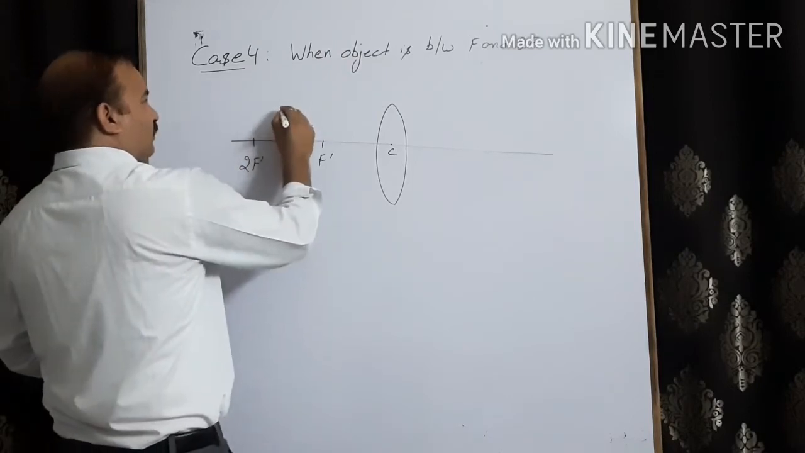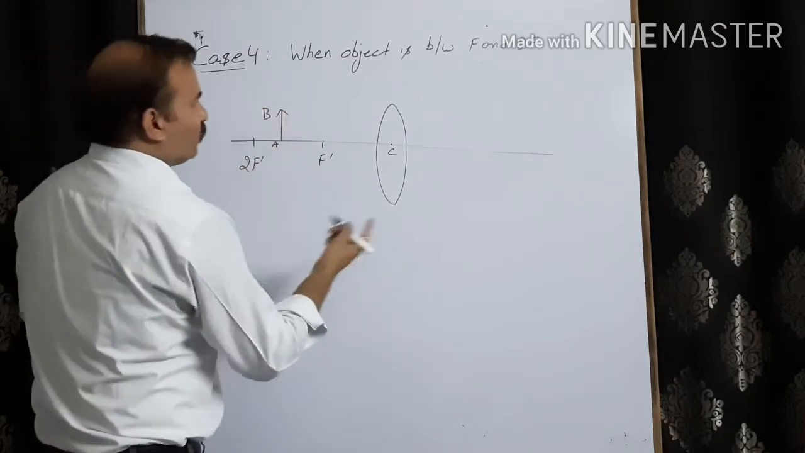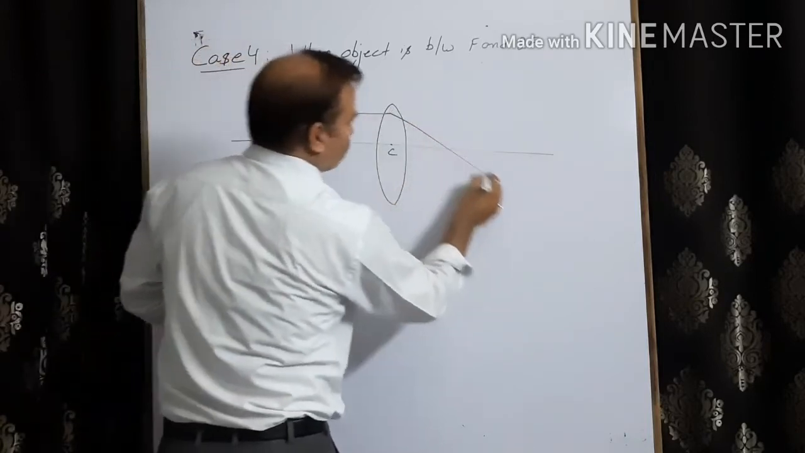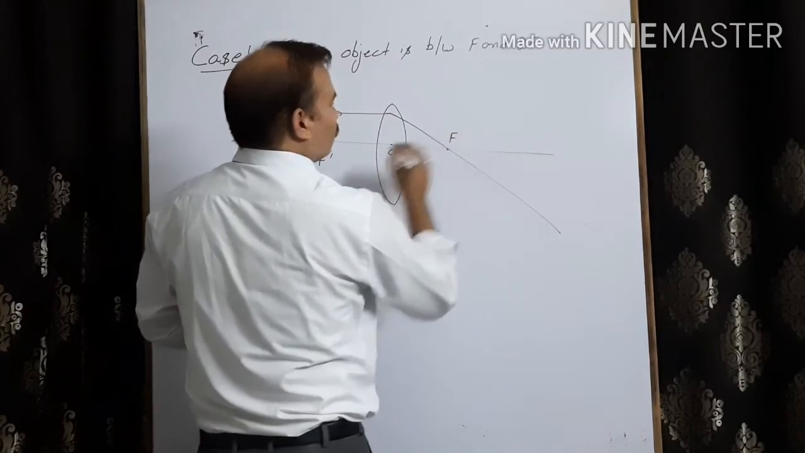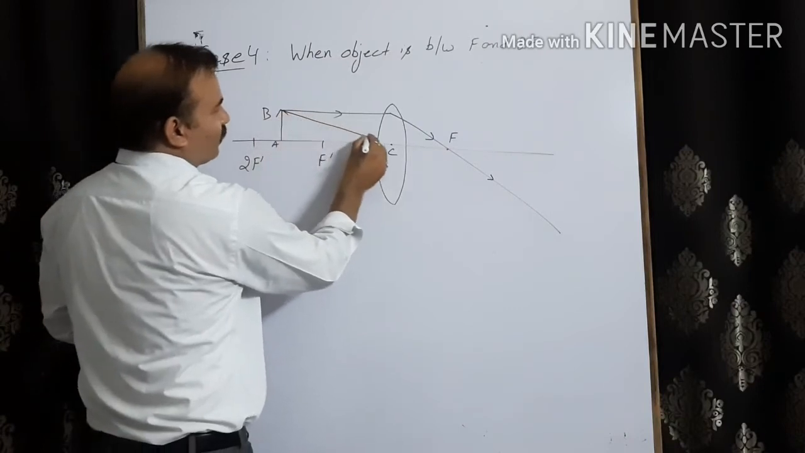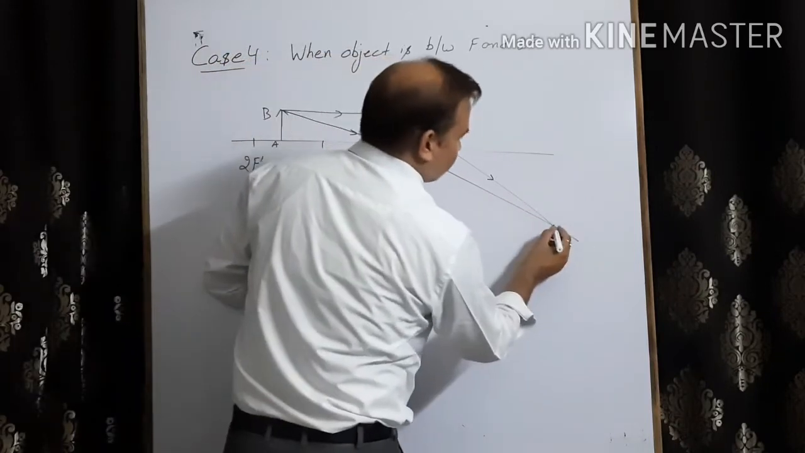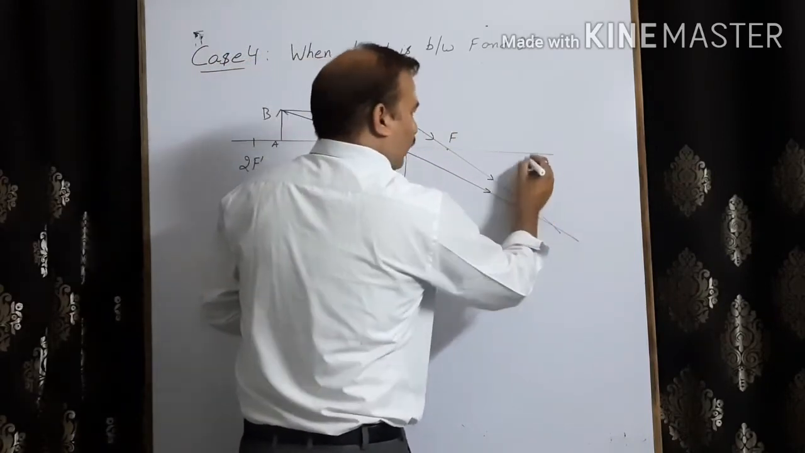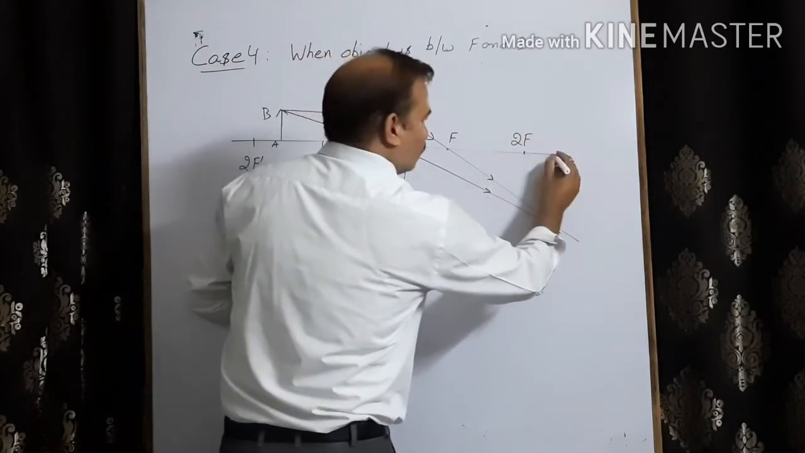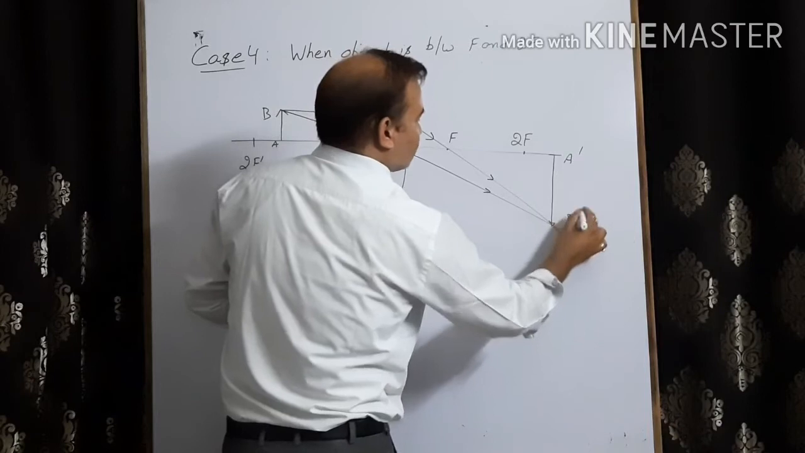When the object is between F and 2F, the first ray of light, parallel to the principal axis, after refraction will pass through the focus, and the second ray of light passing through the center of curvature will go undeviated. So the point where they meet is beyond 2F. This is the point A dash and this is B dash.